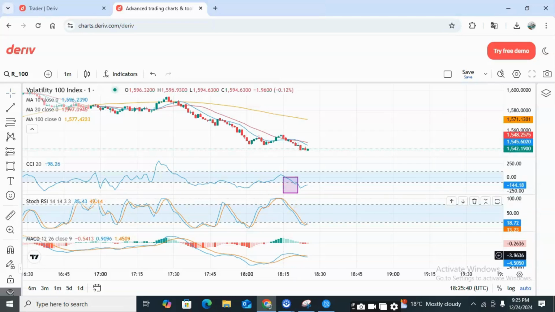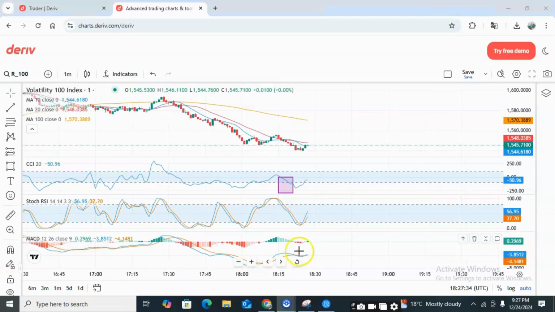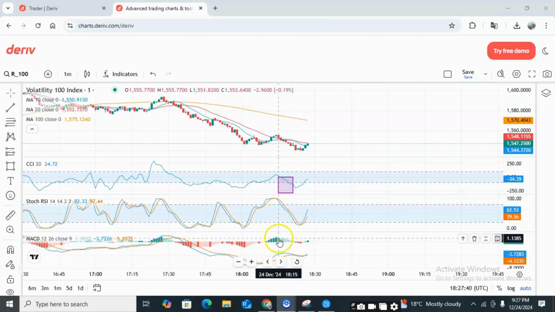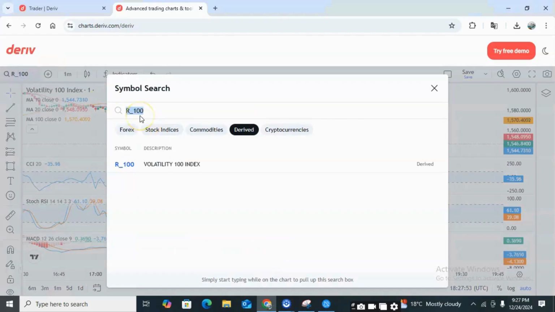For MACD, we have to make sure the candle volume is red, showing it's losing momentum if it's coming from an upward market. As you can see, this market is not good for our entry, so we are going to change to another market.